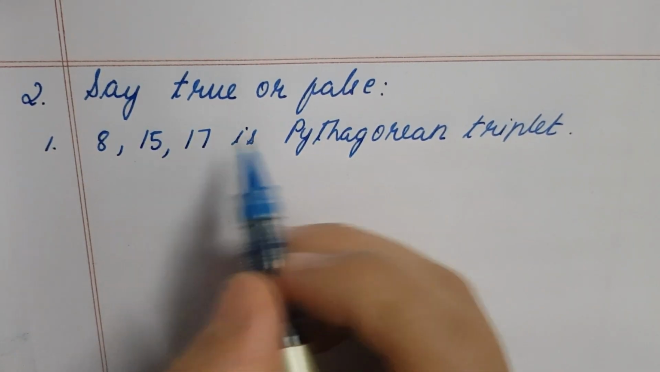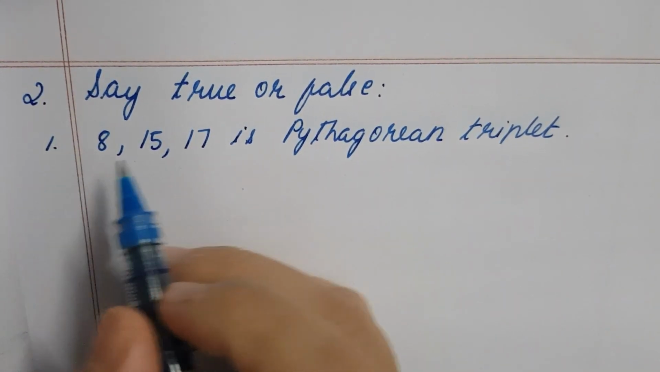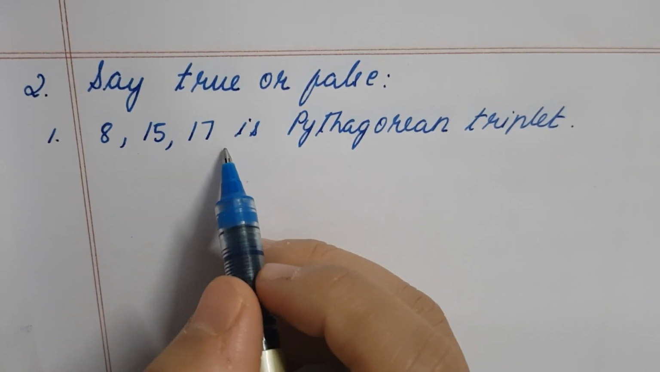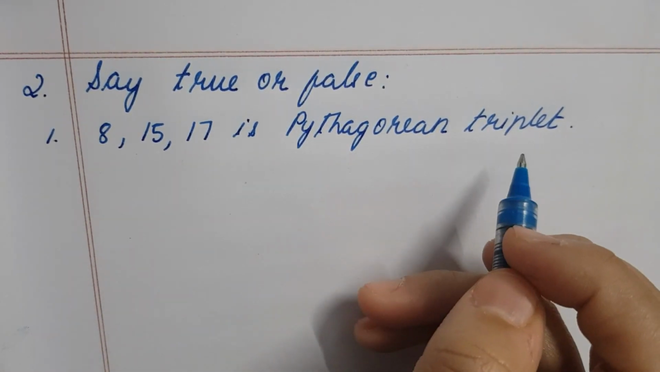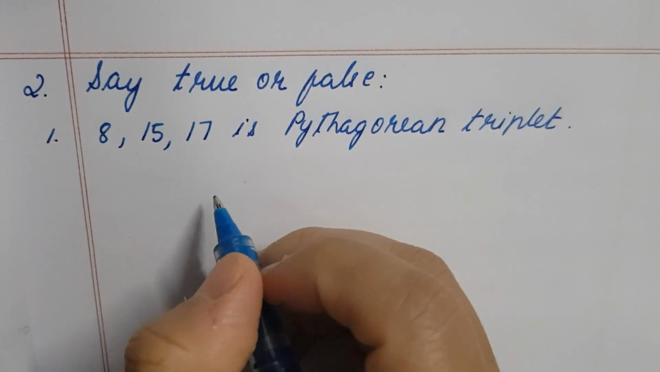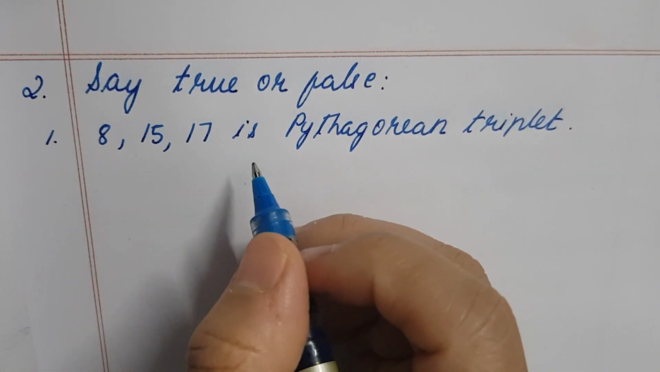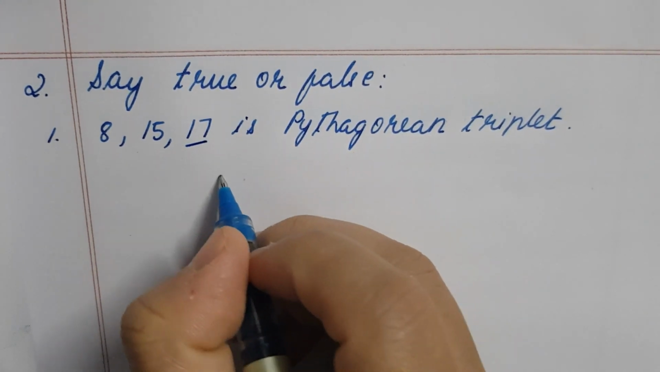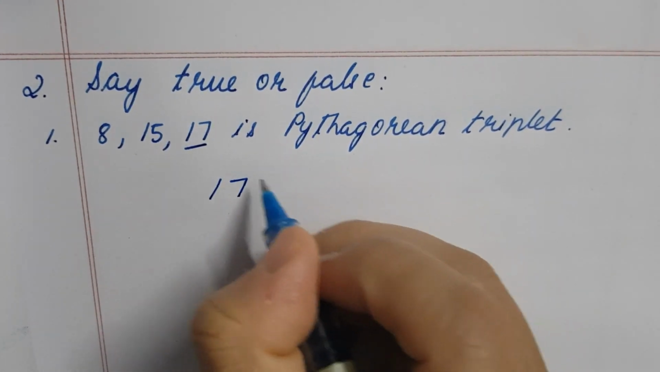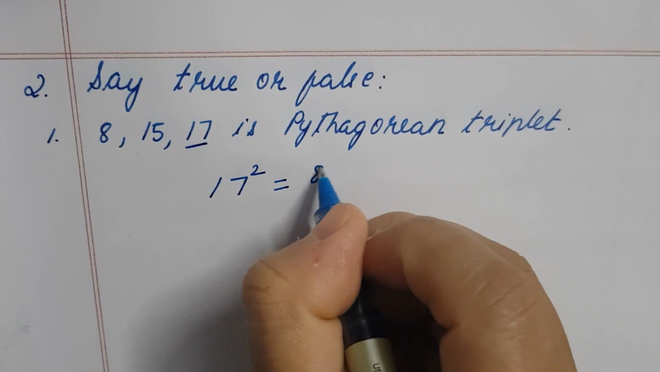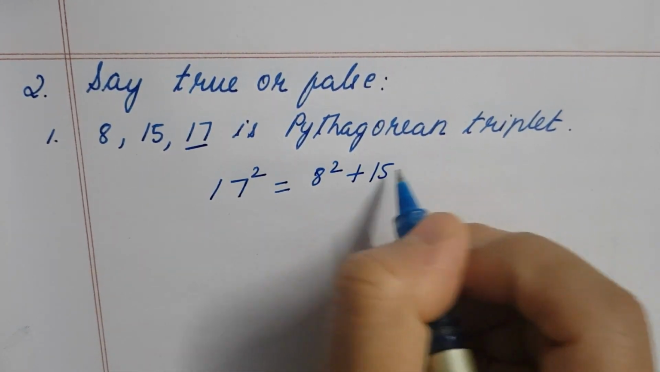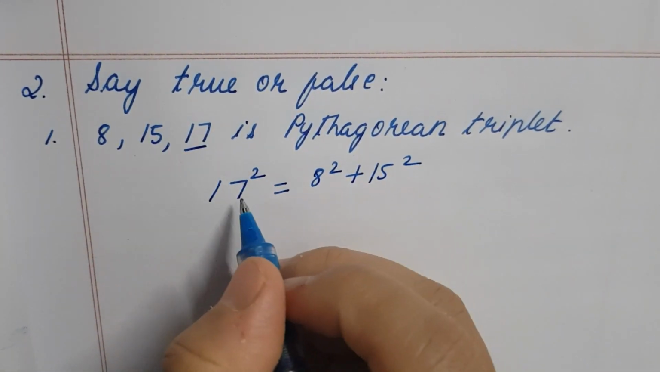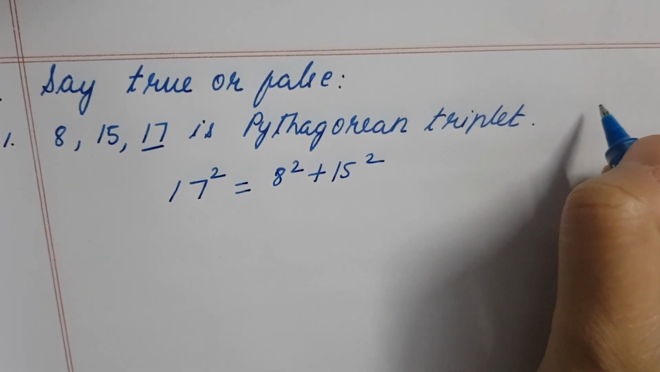Number 2, say true or false. First subdivision, 8, 15, 17 is a Pythagorean triplet. So let's check. The hypotenuse is the longest side, so let's take the big number. The biggest number is 17. 17 square is equal to 8 square plus 15 square. Okay, so let's calculate 17 square here.